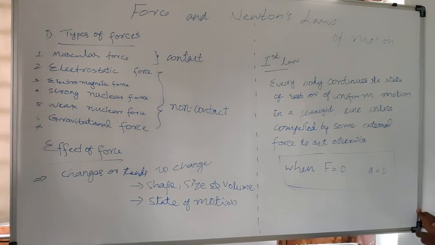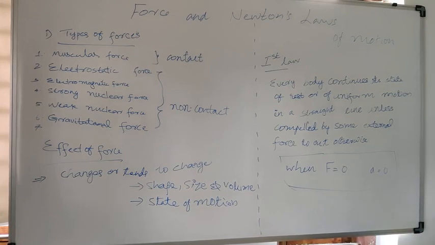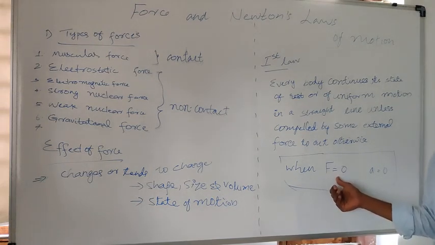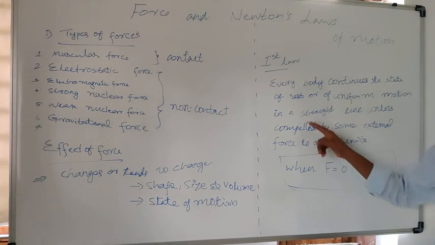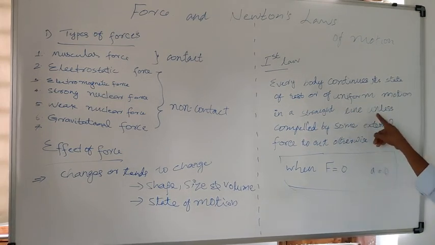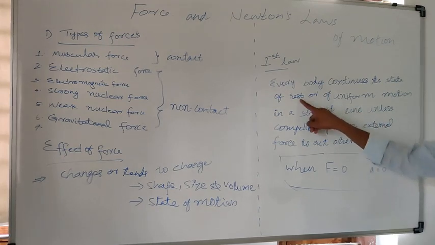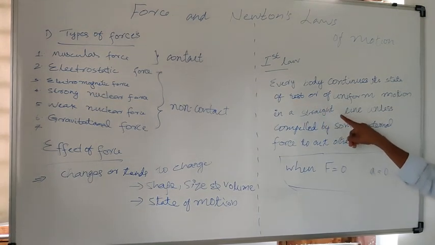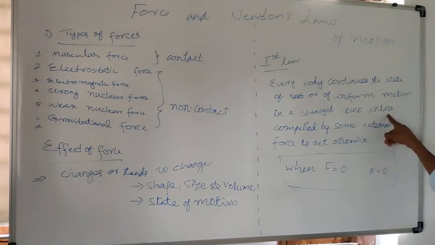The summary of the first law is when F is equal to 0, a is equal to 0. And we will say if F is 0, that is if external force is 0, the body is in equilibrium. So a body is in equilibrium if it continues to be at rest or if it is moving with constant velocity. If the body is at rest, we say static equilibrium. If the body is moving with constant velocity, we say dynamic equilibrium. Okay, thank you.